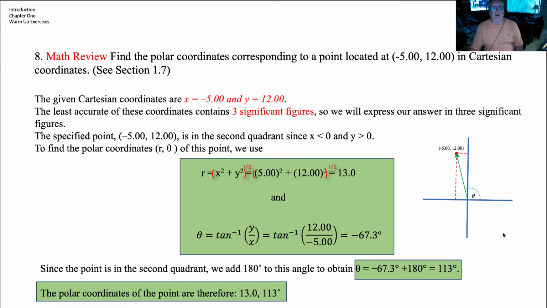But we have to do one more step in the conversion. Since the point is in the second quadrant, we add 180 degrees to this angle to obtain an angle of 113 degrees. So we're essentially going to subtract that 67.3 from 180, and that's going to give us an angle of 113 degrees. So the coordinates in polar form for minus 5 and 12 is 13, that's the radius, and 113 as the angle.